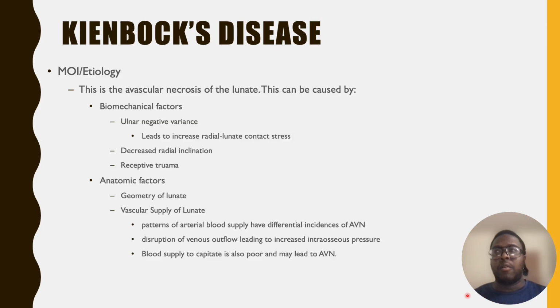Another is repetitive trauma, so repetitive hitting force on the lunate. The anatomic factor is the geometry of the lunate, as in the shape of the lunate. For the vascular supply of the lunate, the patterns of arterial blood supply have differential indicators of avascular necrosis, a direction of venous outflow leading to increased intraosseous pressure, or blood supply to the capitate is also reported to contribute to avascular necrosis.